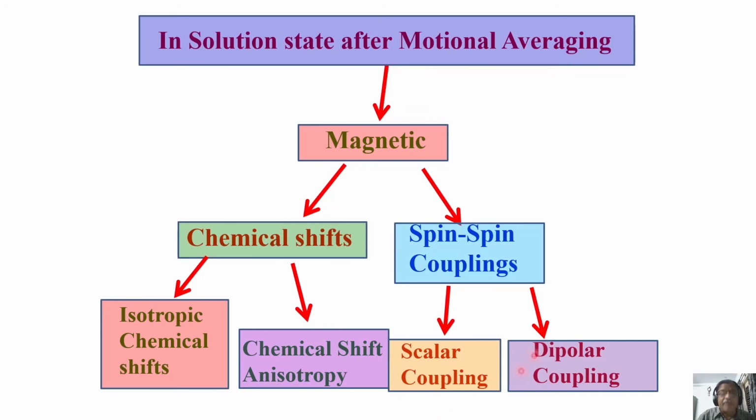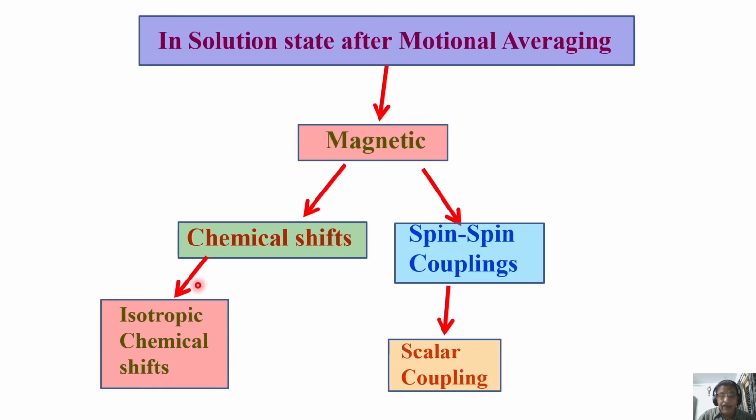Similarly, scalar coupling anisotropy also goes to zero. Dipolar coupling goes to zero. Chemical shift anisotropy also goes to zero. Then what are we left behind? We are left behind only two things: the isotropic part of the chemical shift and scalar coupling, that is J coupling. Remember, when we discuss scalar couplings further, I'll tell you all those things.